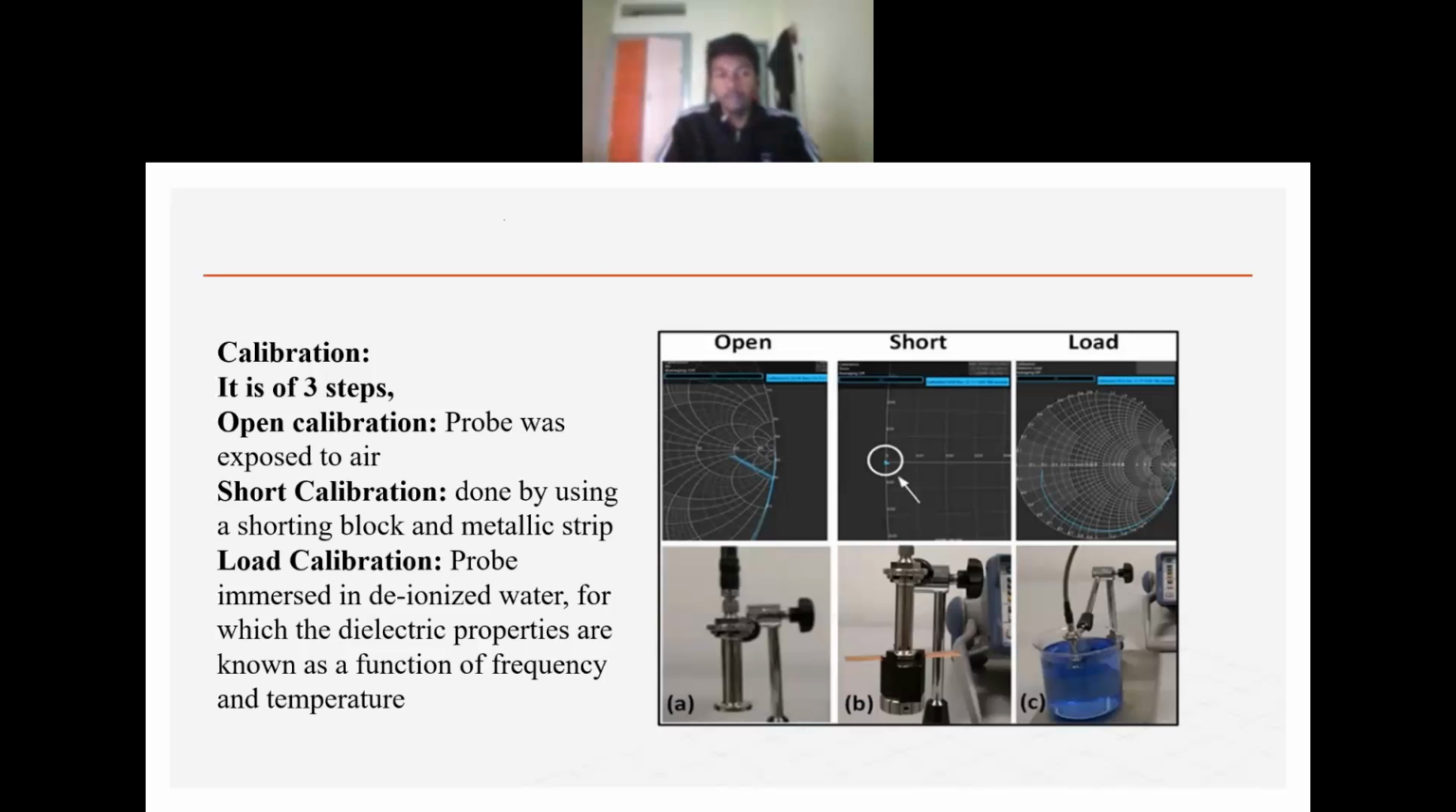Next comes the load calibration. This is a normal calibration which is done in almost all other equipment. Here we use deionized water, and the probe is immersed in deionized water. We know all the dielectric properties of deionized water as a function of frequency and temperature. The measured values can be compared with the known, 100% accurate values, and we can find the error.